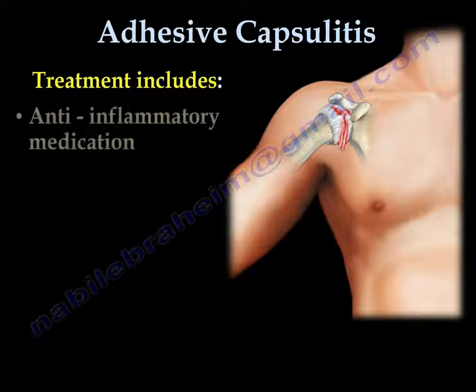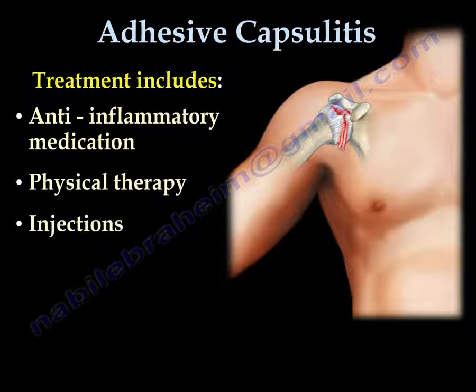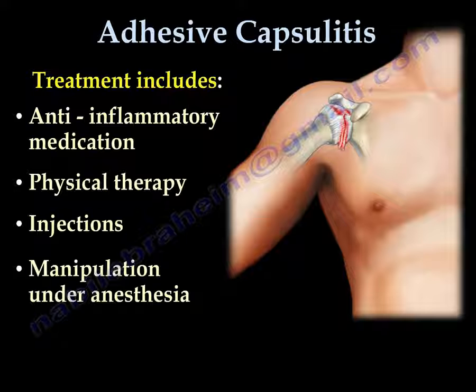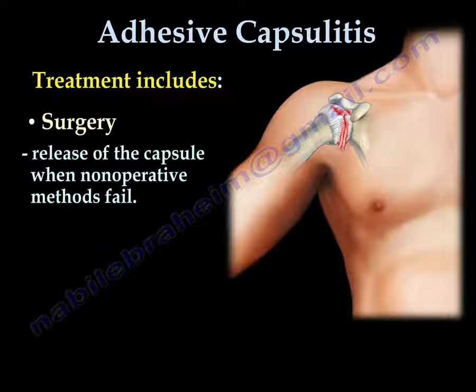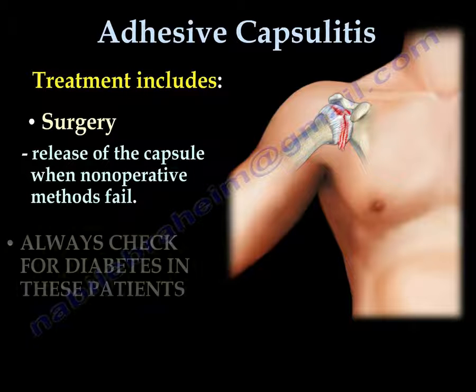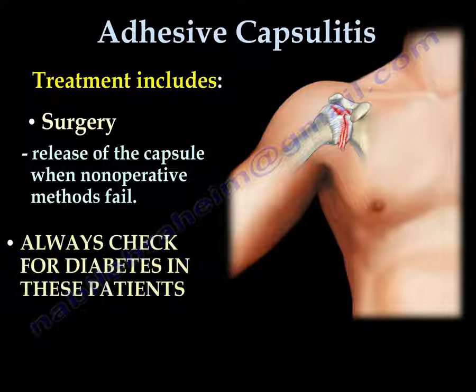Treatment includes anti-inflammatory medication, physical therapy, injections, manipulation under anesthesia. Be careful so the humerus won't break from you during the manipulation. Surgery is done when non-operative methods fail. It usually includes release of the capsule. Always check for diabetes in these patients.